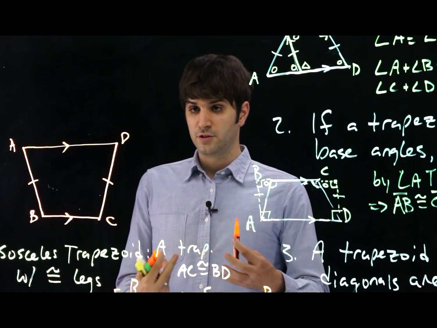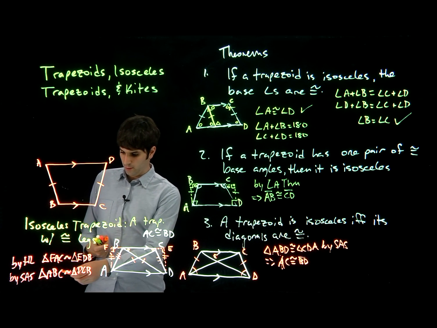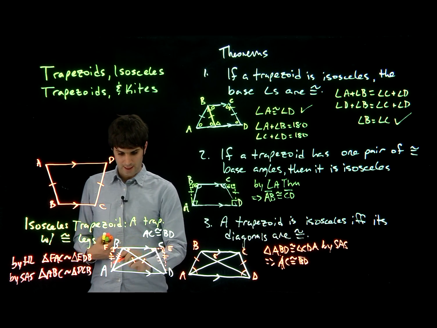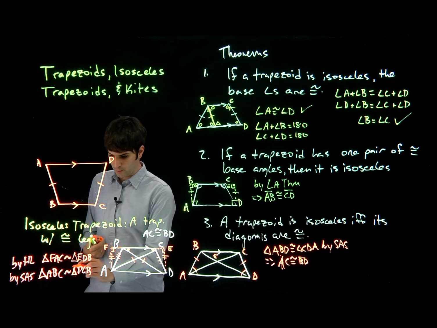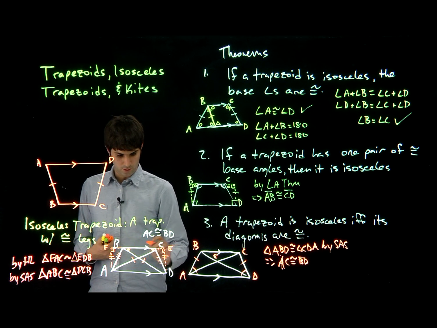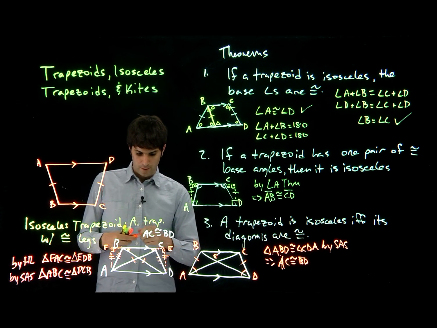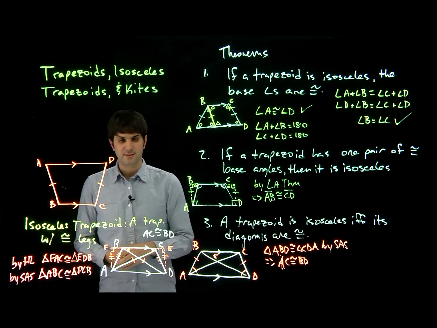Let me review just briefly again why. So we know that by SAS, triangle ABC, this triangle, is congruent to triangle DCB. And this should also be congruent here, so I made a little mistake there. But basically, that's how we solve that.